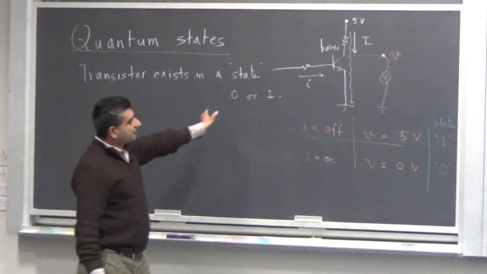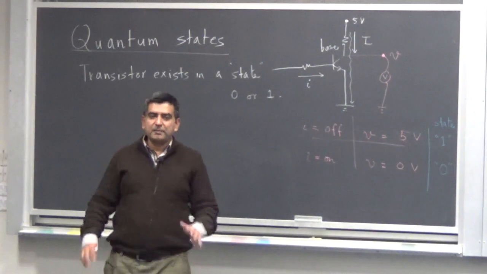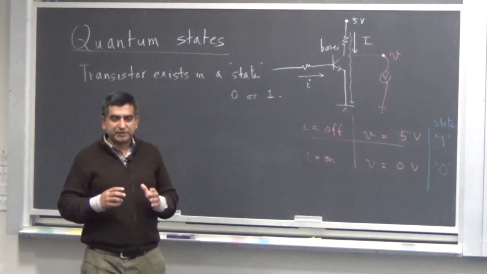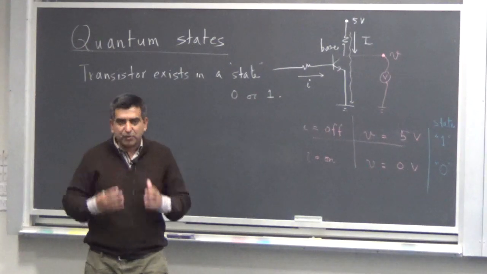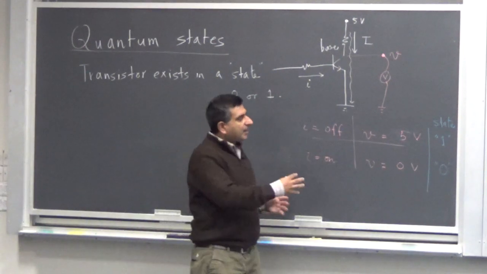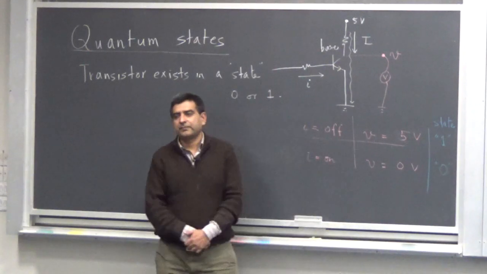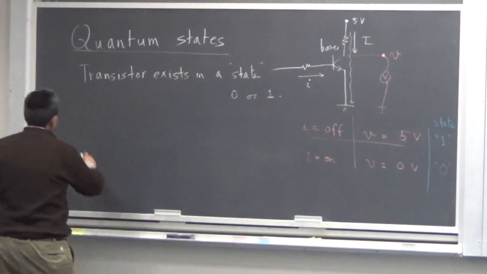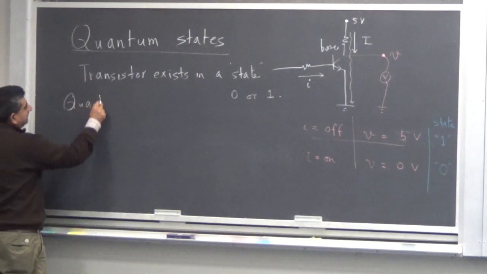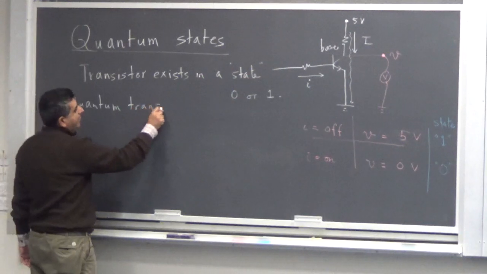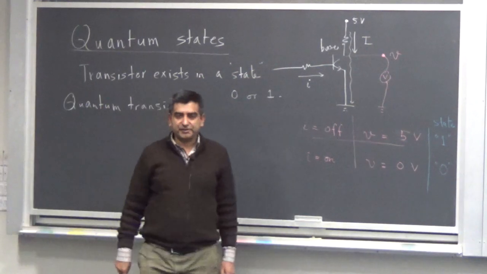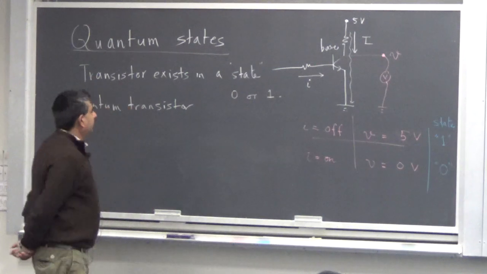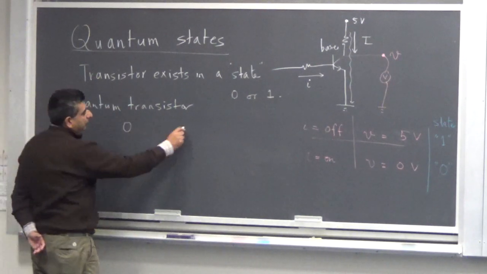Now, if this were a quantum object, forget about what quantum really means at the moment, but if we were to dive deeper, go smaller and smaller, and come up with a device which is truly quantum mechanical or exhibits quantum behavior, then we can also come up with ideas that are very analogous to this. All right. Now, suppose this were a quantum transistor. A quantum transistor could also exist in these two states, and these states also come with labels 0 and 1.